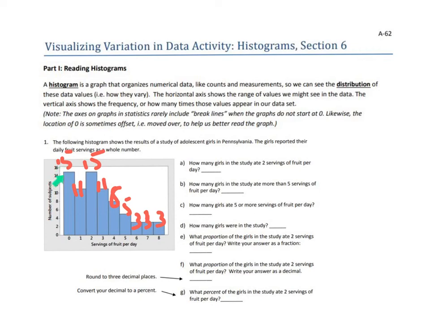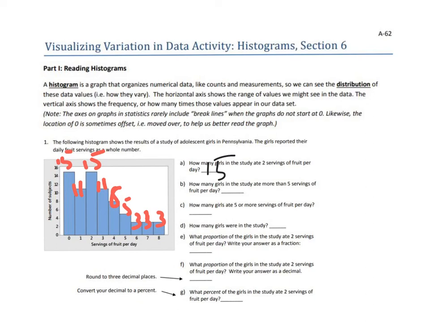As you can see on the top of them, I just wrote how many of each one you have so that you could see the numbers better and I could answer the questions. So now we're just going to answer the questions. Let me get my pen and change the thickness. It says, how many girls in the study ate 2 fruits per day? And that is 15.